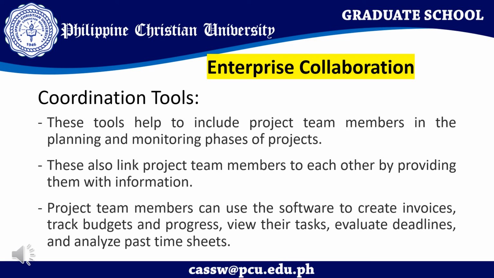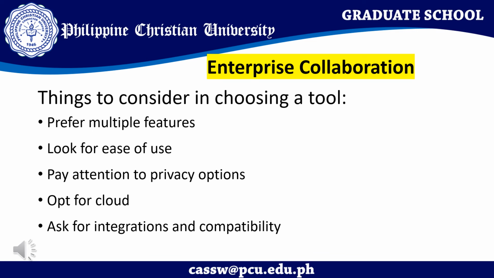For the coordination tools, basically these tools help to include project team members in planning and monitoring phases of the projects. This also links project team members to each other by providing them with information. Project team members can use the software to create invoices, track budgets and progress, view their tasks, evaluate deadlines, and analyze past timesheets. After hearing the different enterprise collaboration tools, you might be wondering how a company can choose. Well, basically, companies should choose software that meets their individual needs.